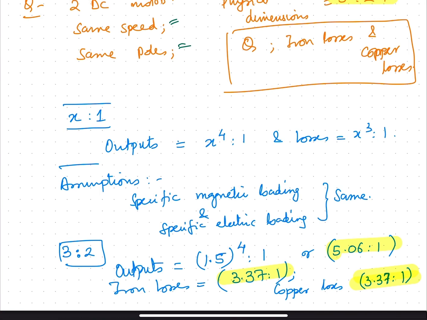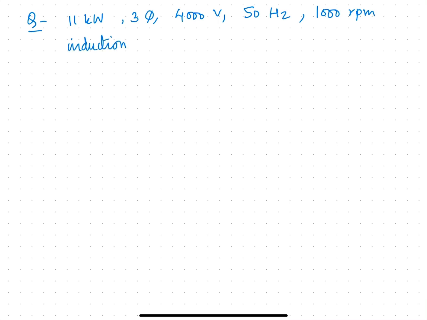Okay, so let's try another problem. And the problem is like this. You are given an 11 kilowatt, 3 phase, 4000 volts, 50 hertz, and 1000 rpm induction motor. So these are the ratings mentioned to you.